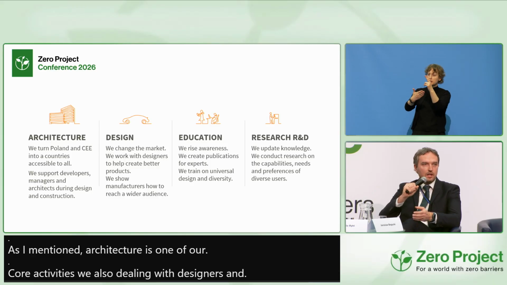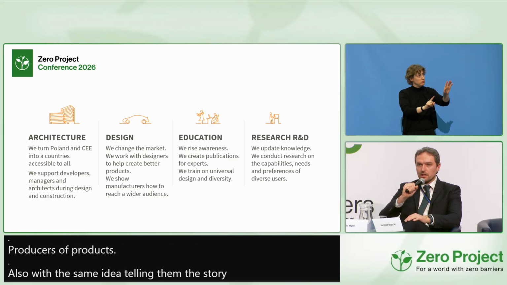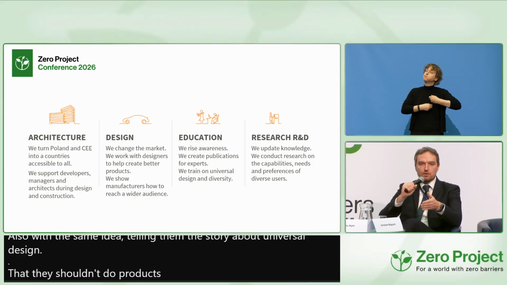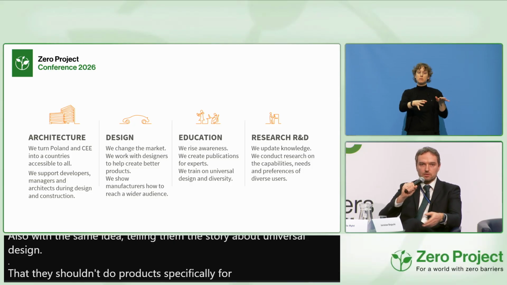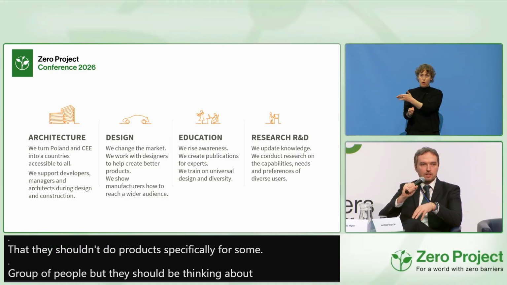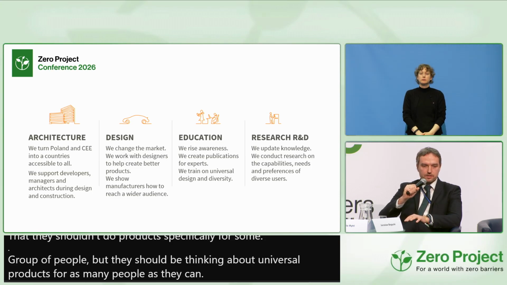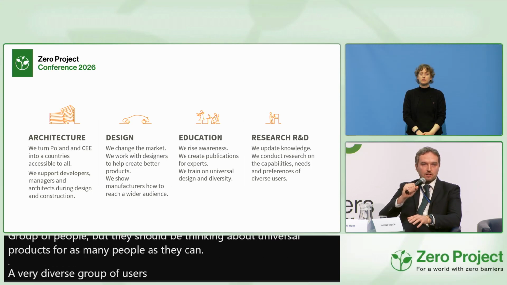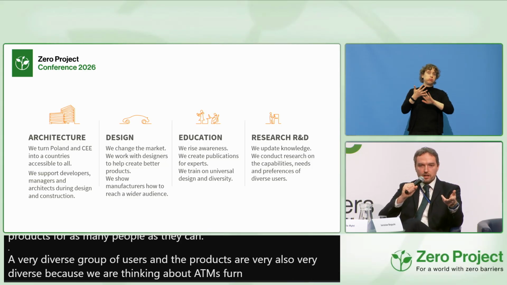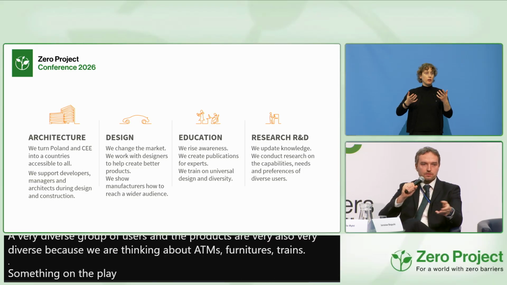producers of products, also with the same idea, telling them the story about universal design, that they shouldn't do products specifically for some group of people, but they should be thinking about universal products for as many people as they can, a very diverse group of users. And the products are also very diverse, because we are thinking about ATMs, furniture, trains, something on the playgrounds for children, for example.